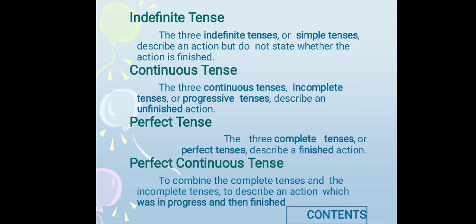Now, what is a perfect continuous tense? To combine the complete tense and the incomplete tense, describing an action which was in progress and then finished, the perfect continuous tense is used.